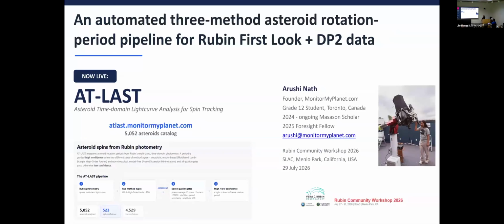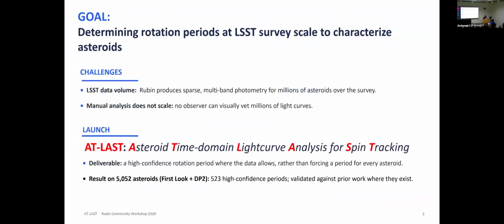Hello everyone, my name is Rushi and I'm a high school student from Toronto. Today I'll be talking to you about a pipeline that I've made to find the rotation period of asteroids in the Rubin First Look and DP2 data. The challenge is that as the Rubin telescope begins its full-scale observations, we'll be getting data for millions of asteroids. That makes it completely unfeasible to manually look at millions of light curves to see if we can find any reliable rotation periods.